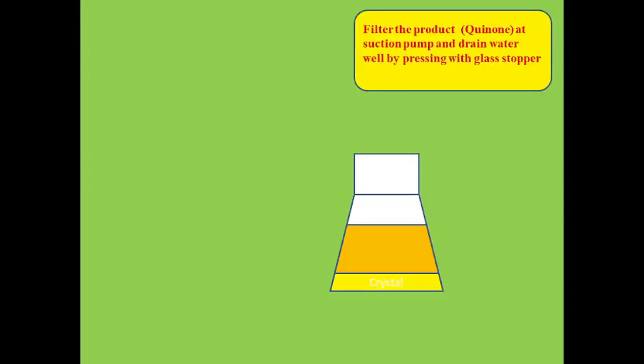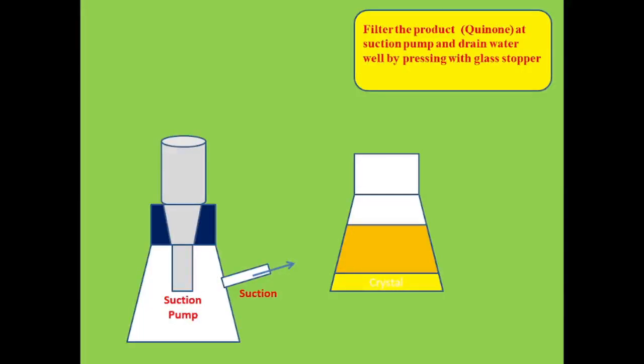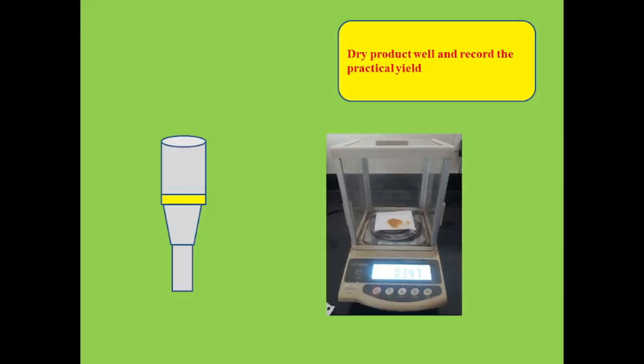Filter the product at a suction pump and drain water well by pressing with a glass stopper. This is a suction pump and we are filtering our reaction mixture under vacuum. Dry the product well and record the practical yield. This is a Hirsch funnel containing our dry product. Practical yield was 0.347 gram.